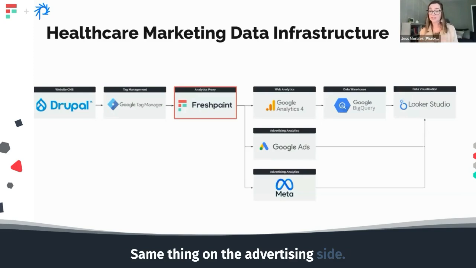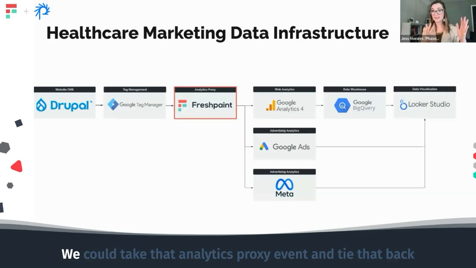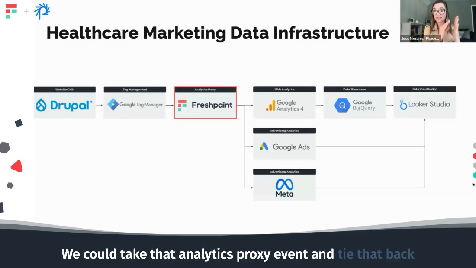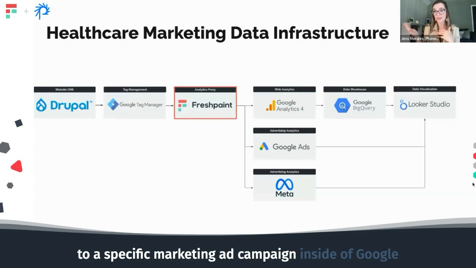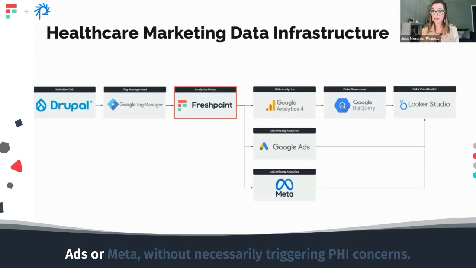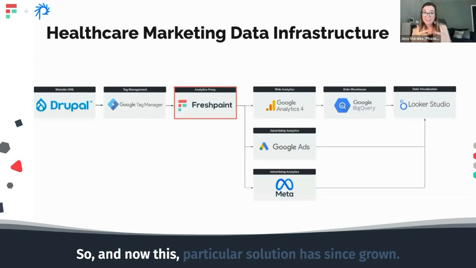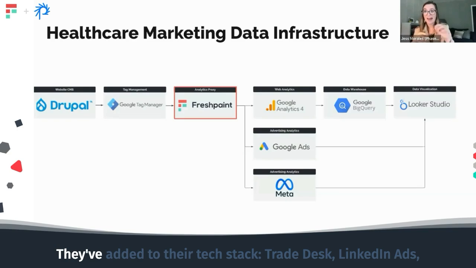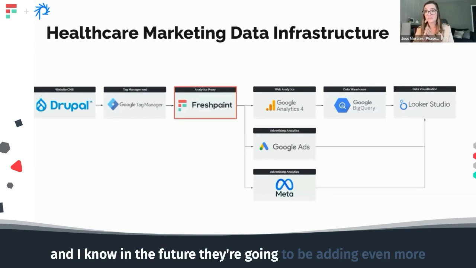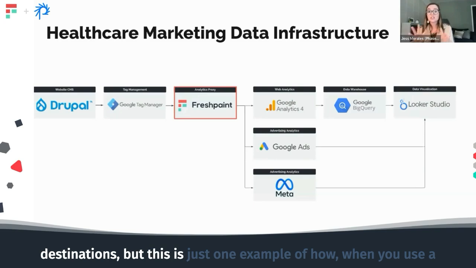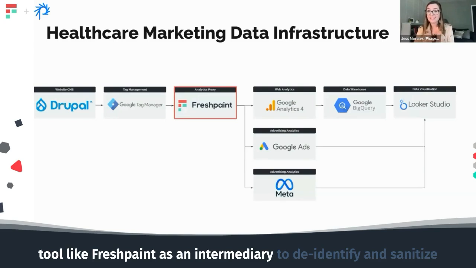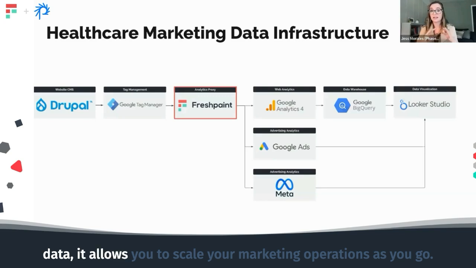Same thing on the advertising side. We could create conversion events. We could take that analytics proxy event and tie that back to a specific marketing ad campaign inside of Google Ads or Meta without necessarily triggering PHI concerns. Now this particular solution has since grown. They've added to their tech stack Trade Desk, LinkedIn ads, and I know in the future they're going to be adding even more destinations. But this is just one example of how, when you use a tool like Freshpaint as an intermediary to de-identify and sanitize data, it allows you to scale your marketing operations as you go.